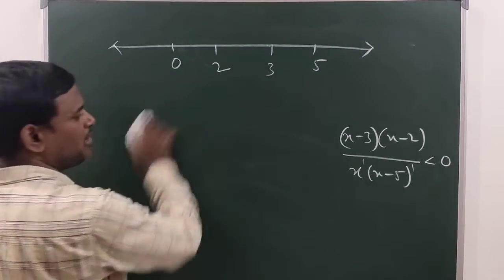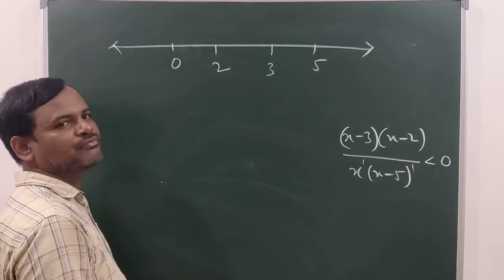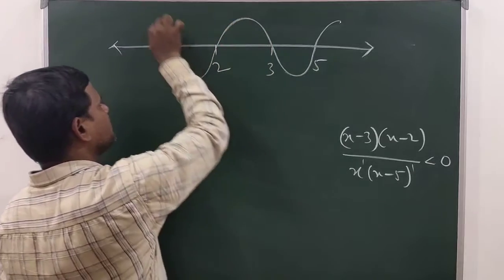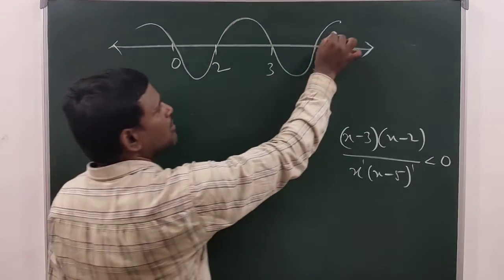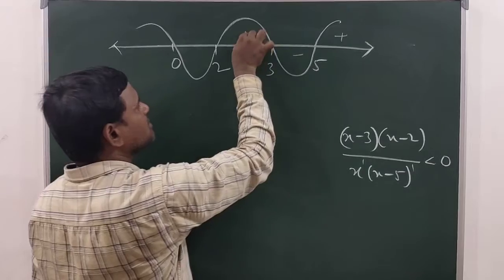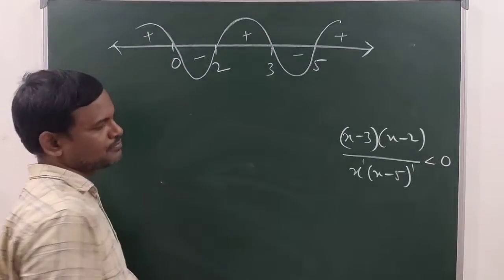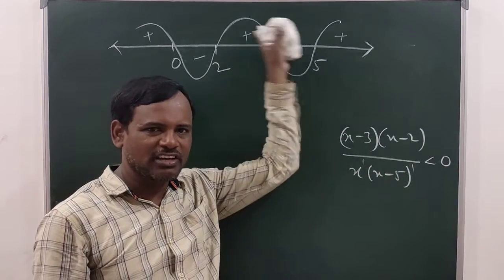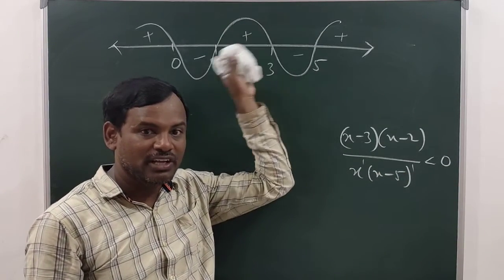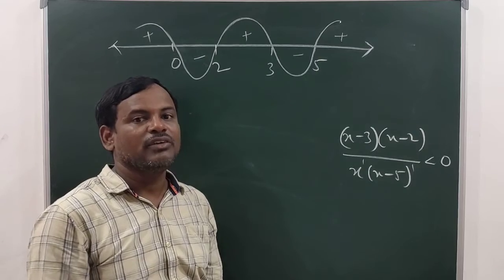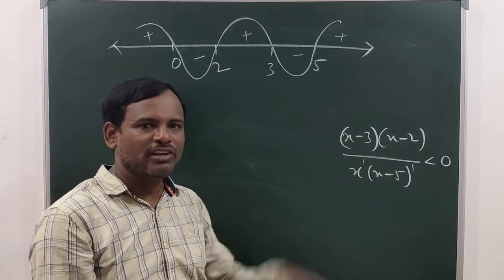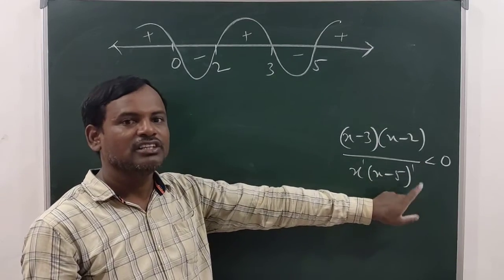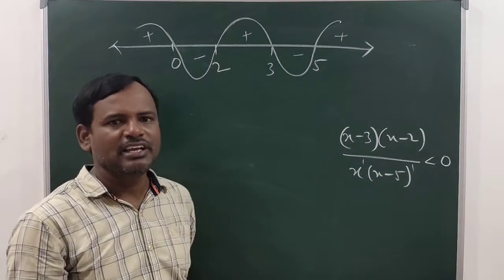Okay students, hereafter what do you have to do? You have to take the curve like this. I said this to you in the previous one. Now write here plus, minus, plus, minus, plus. Now here we want less than 0. Actually the given one has greater than 0, but we made the coefficient of x positive in one linear factor, so we got less than 0. We have to write the solution set for this. That will be the solution set for the given one.